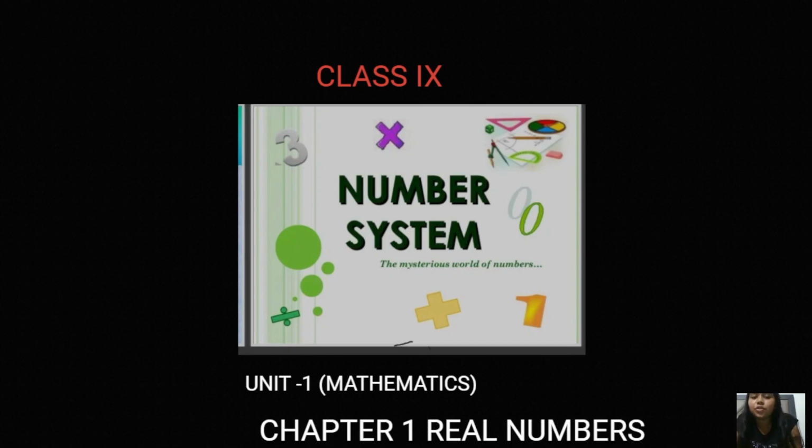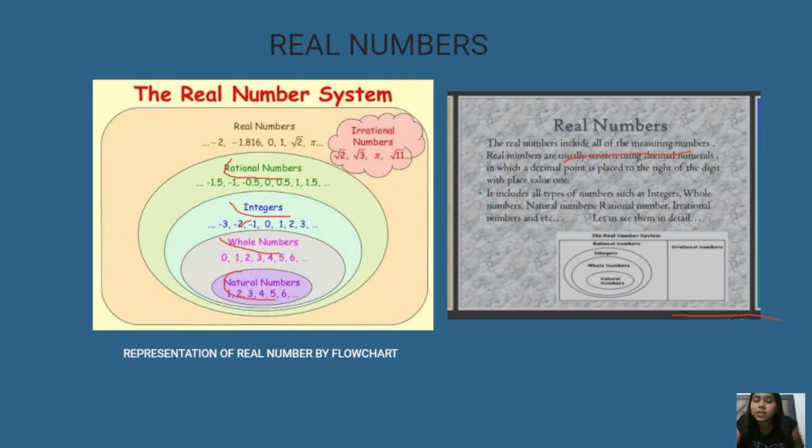So let's start with our unit number 1, number systems, with the chapter number 1, real numbers. So guys, what is real numbers according to you people? A real number is basically a measuring number which includes all the numbers. Real numbers consist of the rational numbers, integers, whole numbers, and the natural numbers.